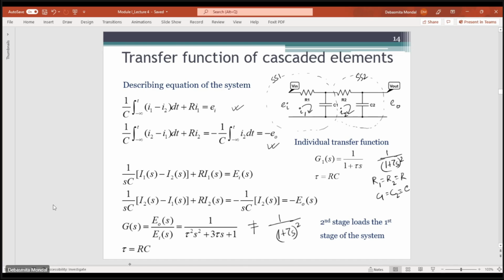You need to start from the basic differential equation, and from there you have to take the Laplace transform and then subsequently find out the transfer function, the ratio of the output to the input.